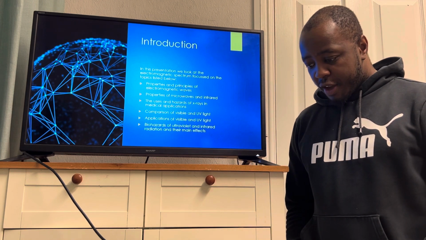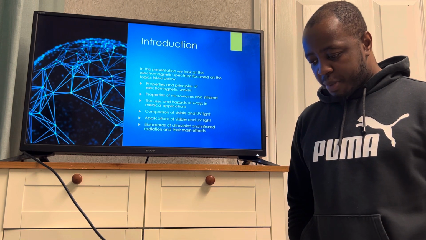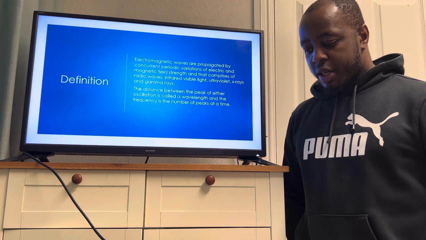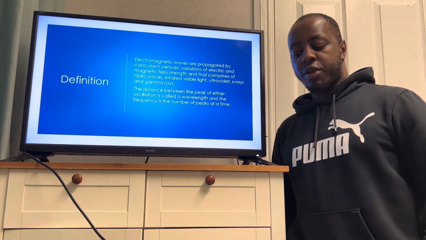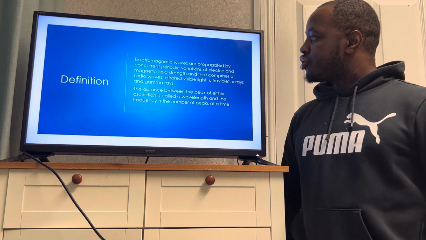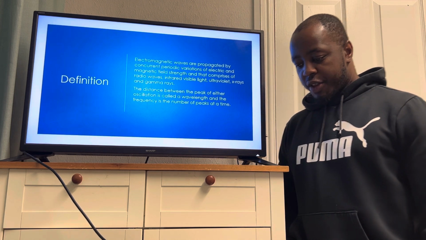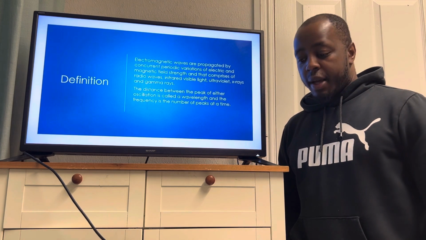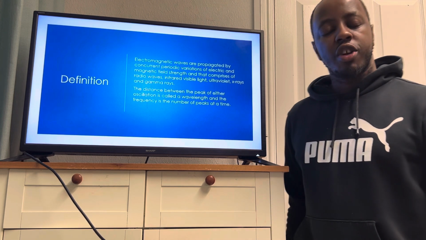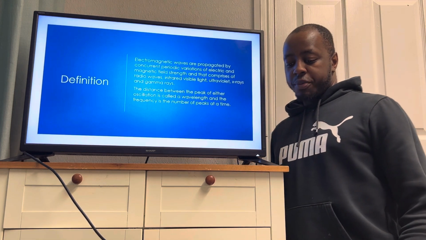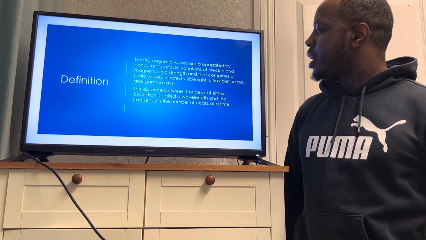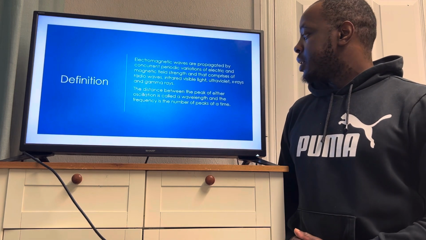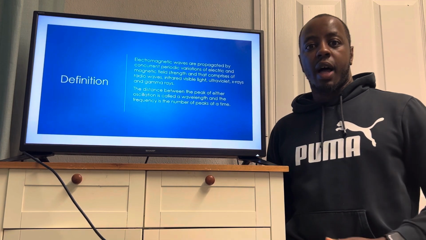Right, if we can look at a quick definition of the electromagnetic spectrum. Electromagnetic waves are propagated by concurrent periodic variations of electric and magnetic strength, and that comprises radio waves, infrared, visible light, ultraviolet, X-rays, and gamma rays. The distance between the peaks of either oscillation is called a wavelength, and the frequency is the number of peaks at a time.